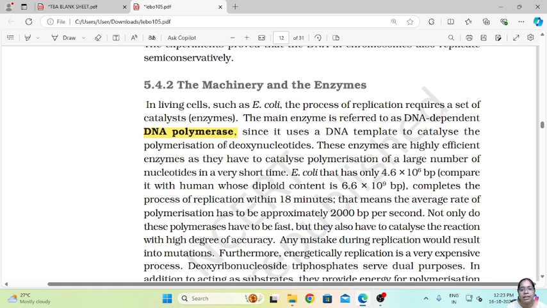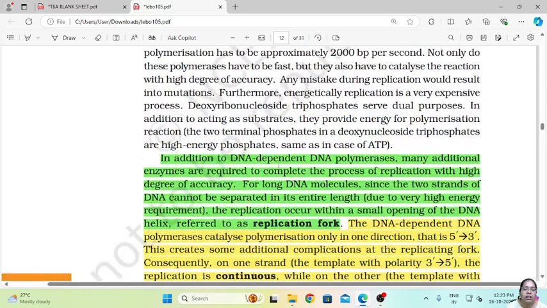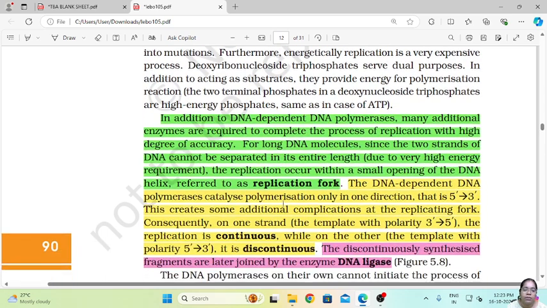There are various enzymes which are required for this process. The first enzyme is called the DNA polymerase, the DNA dependent DNA polymerase. Many additional enzymes are required to complete the process of replication with a high degree of accuracy. For long DNA molecules, since the two strands of the DNA cannot be separated along their entire length, the replication occurs within a small opening of the DNA helix referred to as the replication fork.